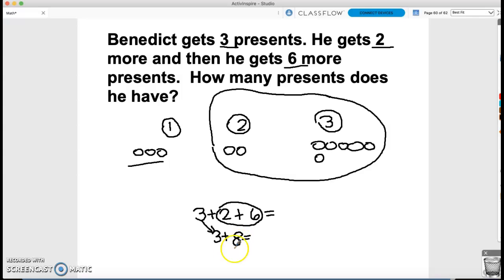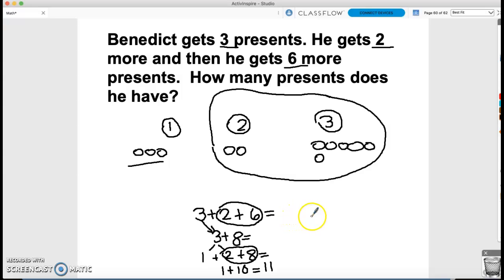Well, I know to make 8 into a 10, I need a 2. And I know 3 is 2 and 1. So I'm going to split 3 into 1 and 2 plus my 8. I can make a 10. So now I have 10 plus 1. 10 plus 1 equals 11.